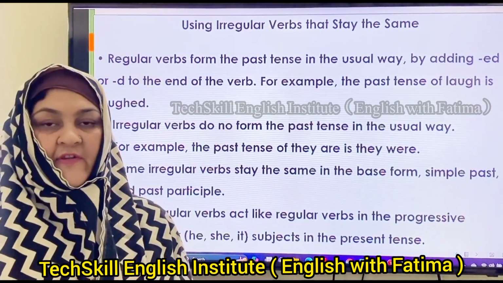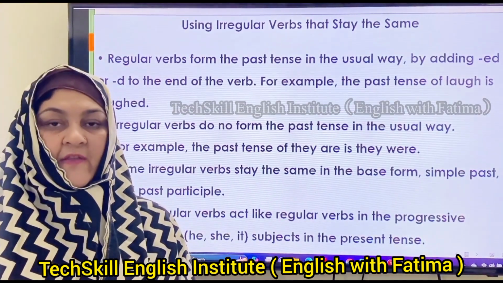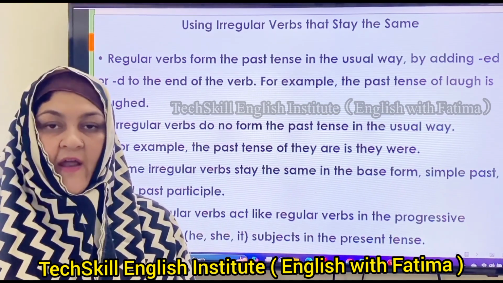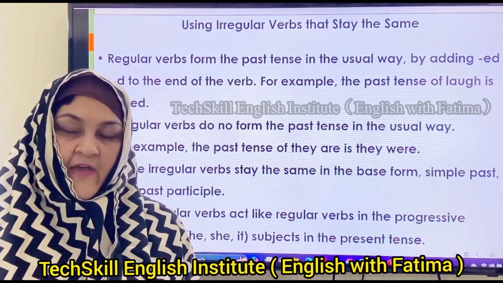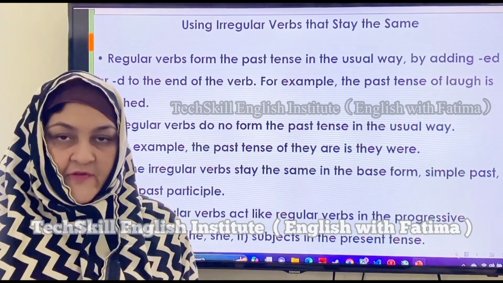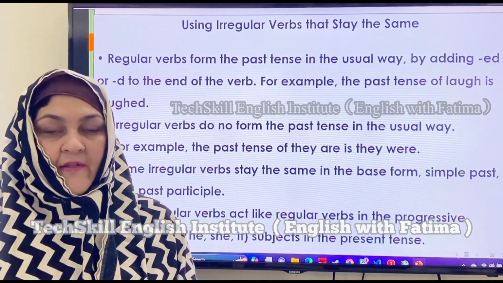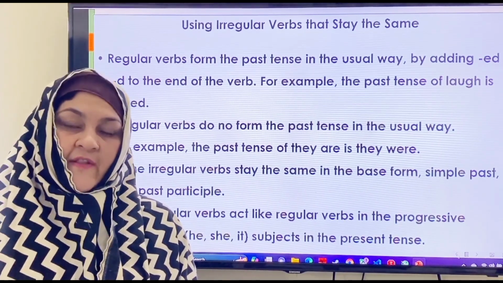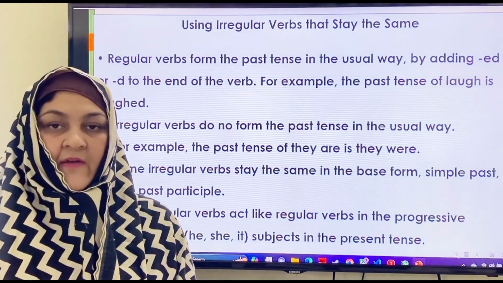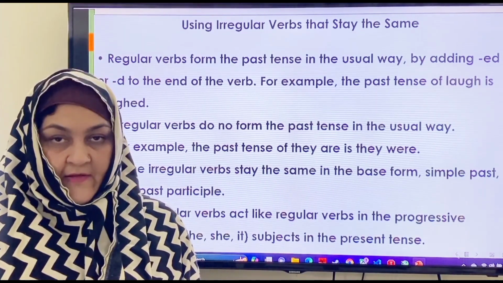Such as if we take the example of put, it will be the base form put, and when we change it into past, we have the same spelling of put with the same pronunciation. And when we use the past participle form of put, we also have the same spelling. There is no change in the spelling.